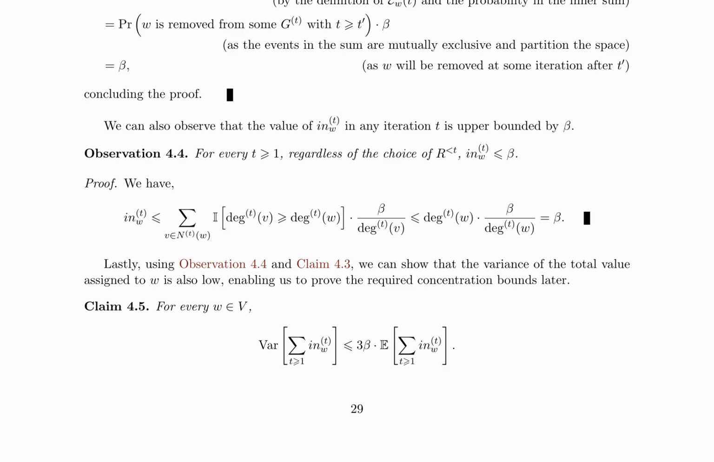Finally, the text discusses the variance of the total value assigned to w, showing that it is bounded by 3 times the product of beta and the expectation of the total value assigned to w. This result will be used later to prove concentration bounds.